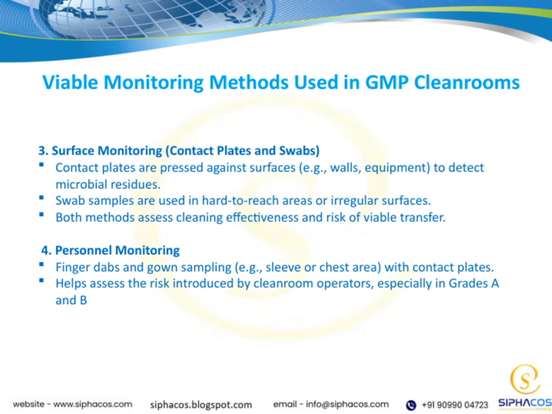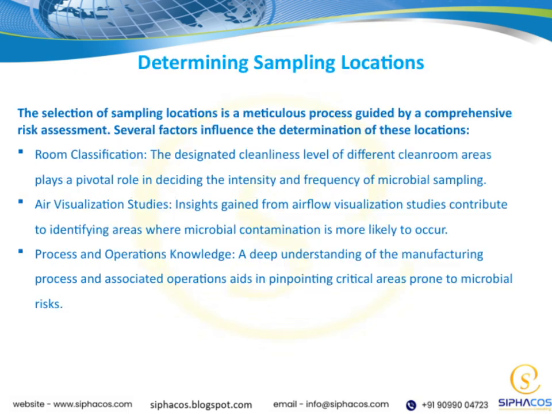Overall, these viable monitoring methods, whether for surfaces or personnel, are crucial for maintaining the integrity of GMP cleanrooms and ensuring product safety. They allow us to identify potential issues early and verify that our cleaning and gowning procedures are effective. When it comes to selecting sampling locations, it's really a careful process that's driven by a thorough risk assessment.